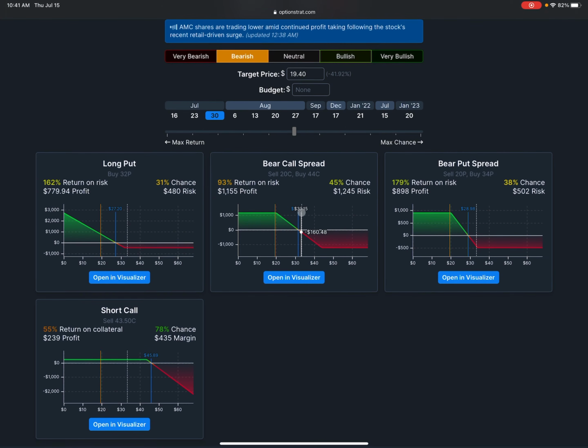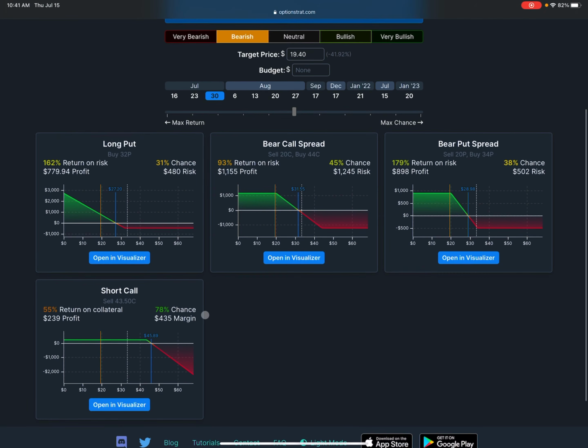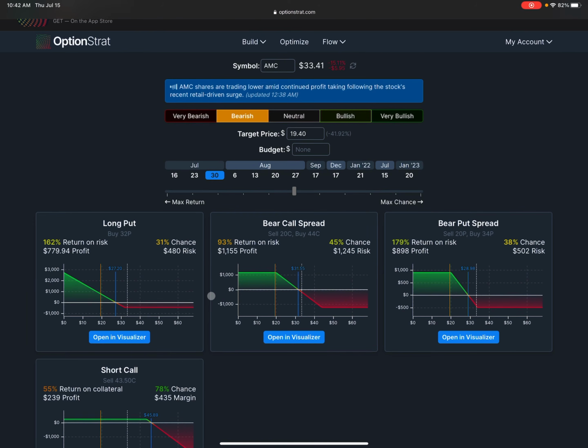There's usually one where there's a higher chance of you making money, and over here it gives you a play where, if you sell a call at 43.50, it even tells you at what price to sell the call. The chance of you making money is about 78%, and you're possibly making about $240 while risking $435.